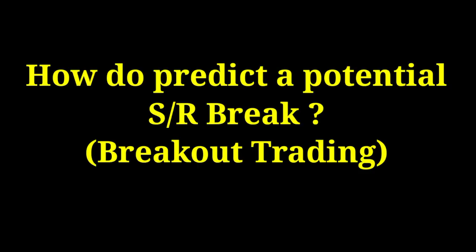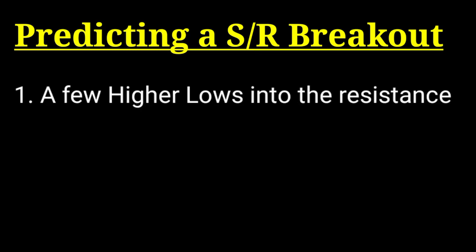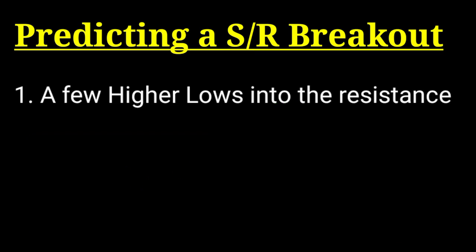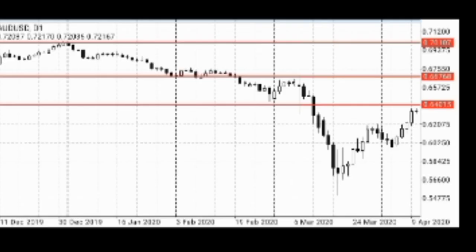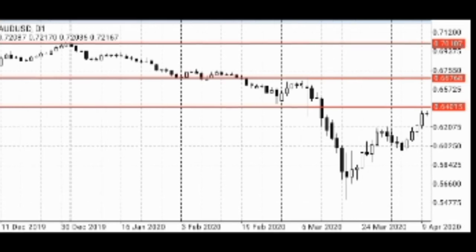Then secret number 3, how do you know that our support or resistance is going to break? You look out for 3 things. The number 1 thing you look out for, for a bullish trend, is a few higher lows into the resistance. So let's look at this. The first thing you need to do, if you want to know whether a support and a resistance is going to break, first of all, watch the trend.